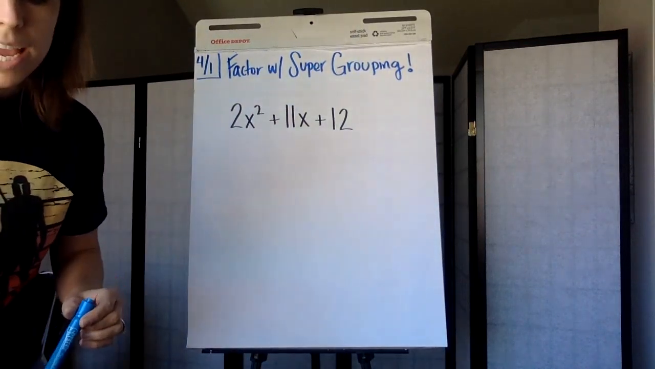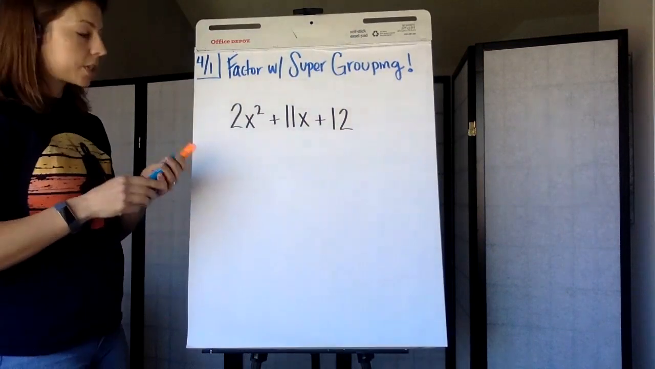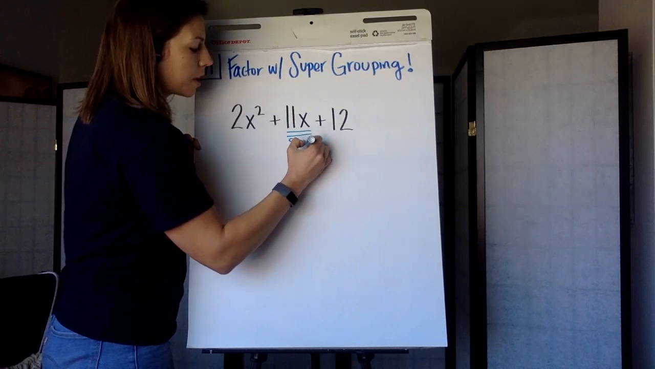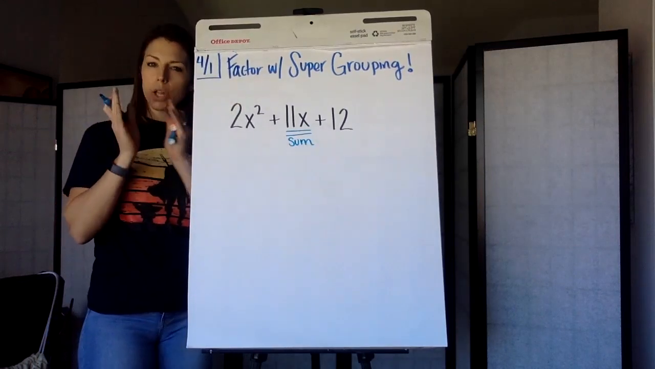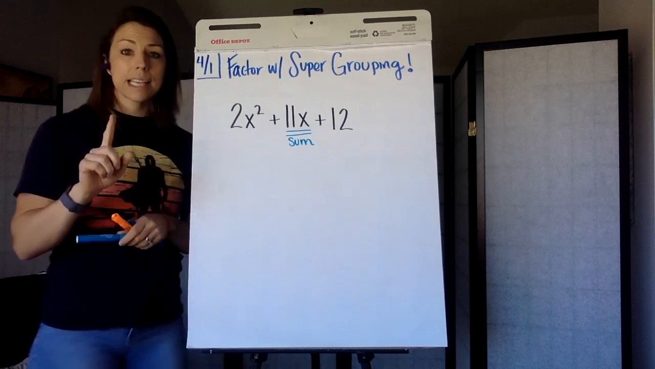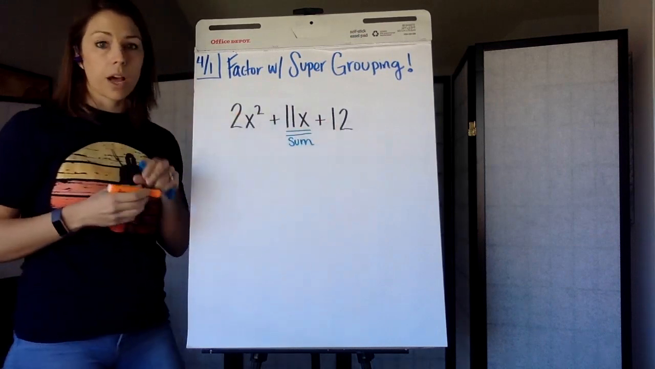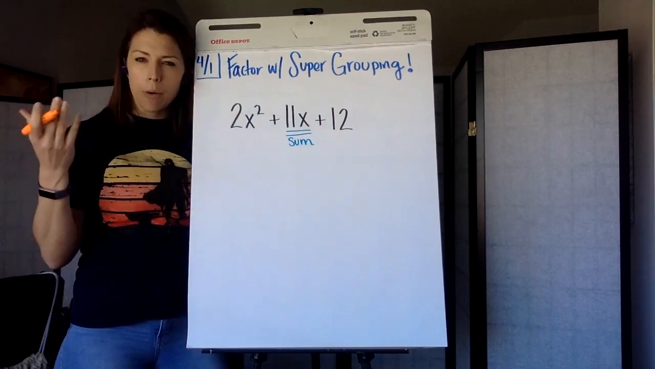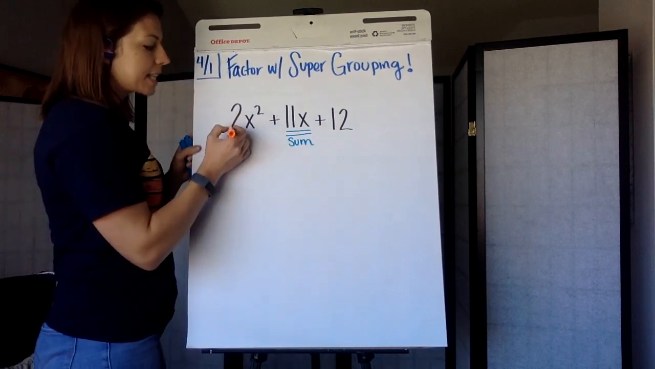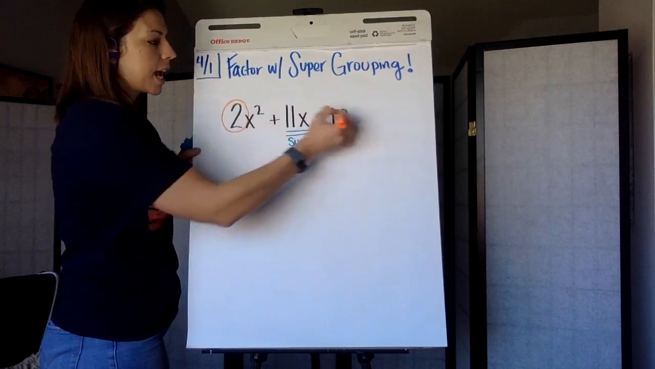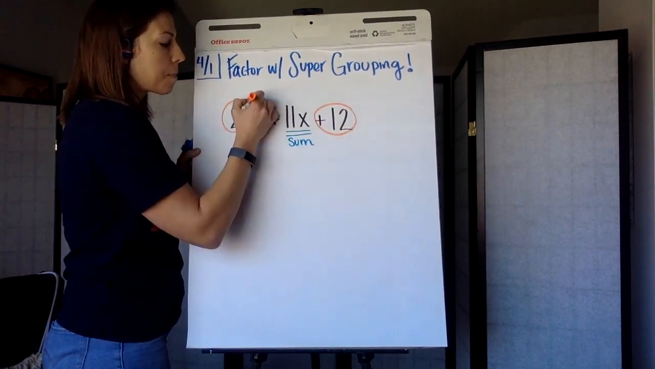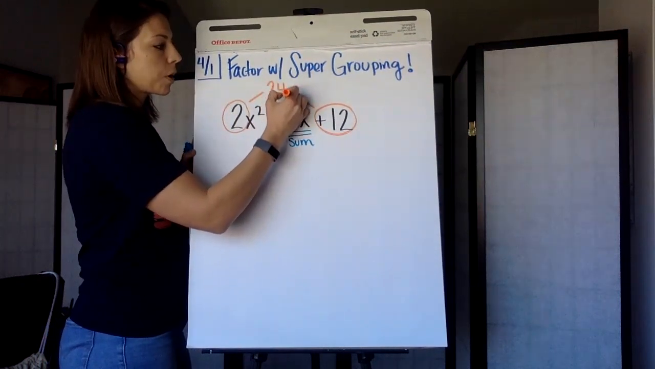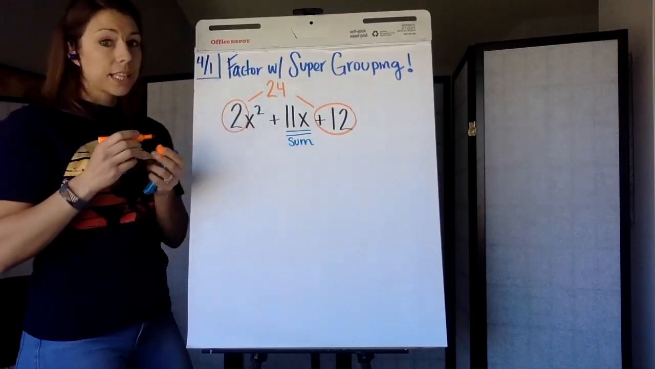So to play the game in this case, you're still going to ask yourself, what 2 numbers have a sum of 11? So it's still always a sum of the middle term, but this time it's not what 2 numbers have a product of 12. It is what 2 numbers have a product of 24. Now, how am I getting that? I'm getting that by taking the first coefficient and the last coefficient and multiplying them. So 2 times 12 is 24. So now we're playing the game a little bit differently.